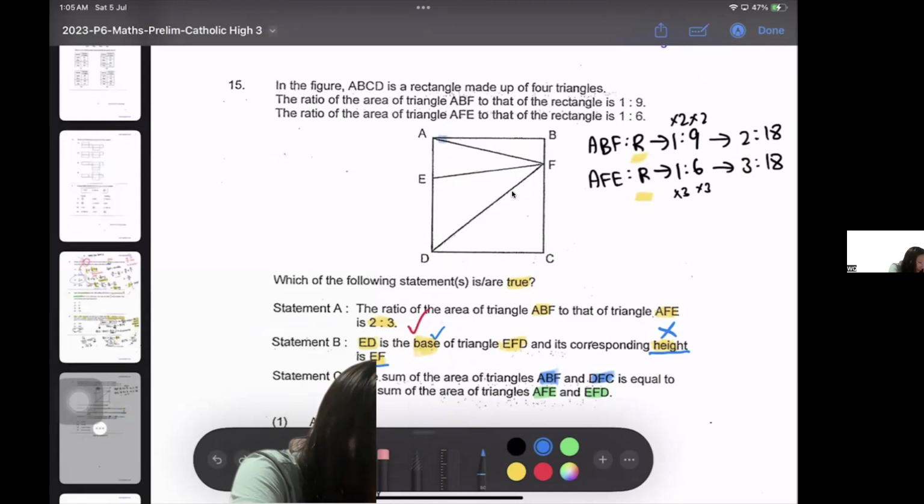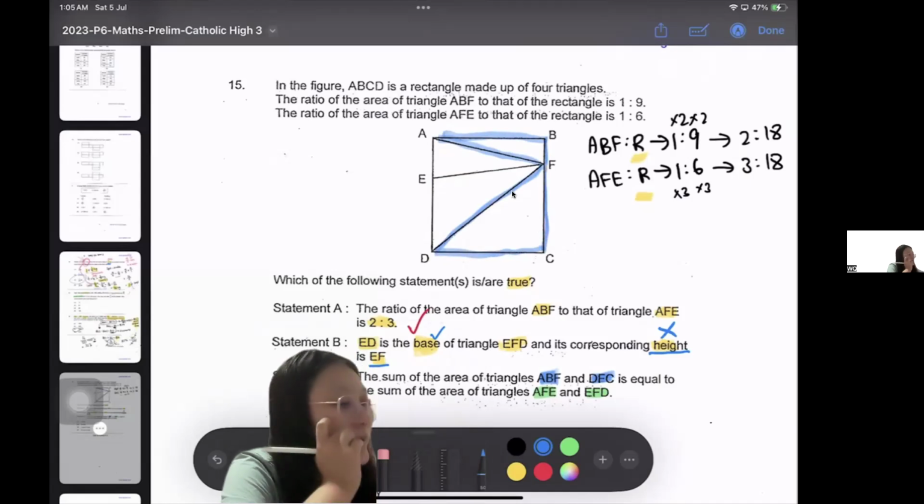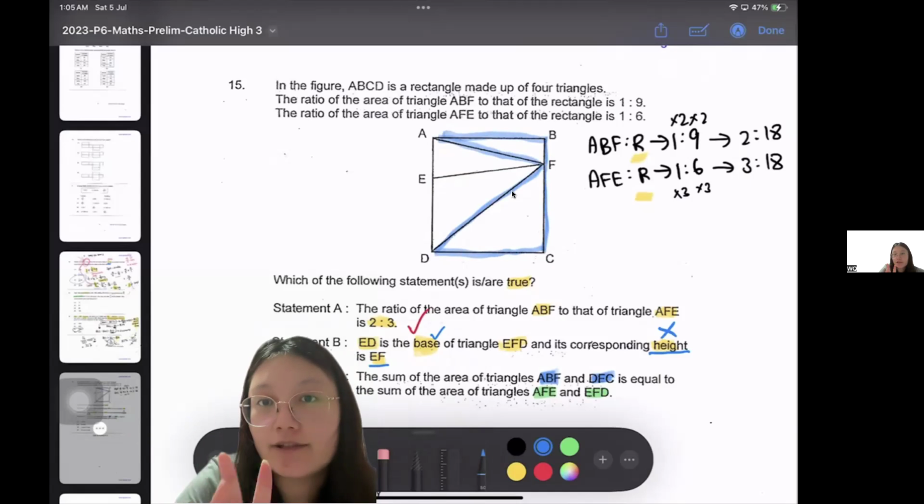The first one is AFB, that is your first triangle. And this triangle is DCF. So this is the first part. Let's identify the height and the base of the first part.